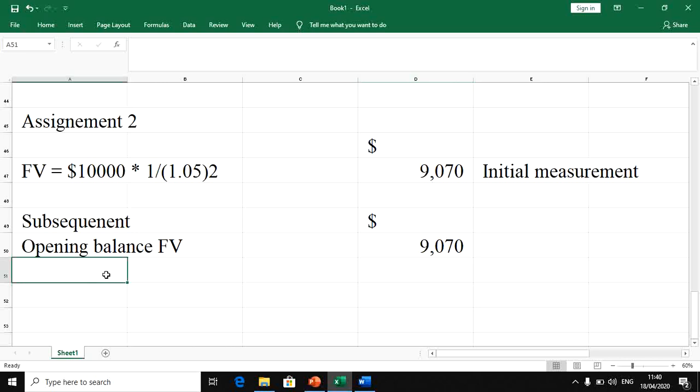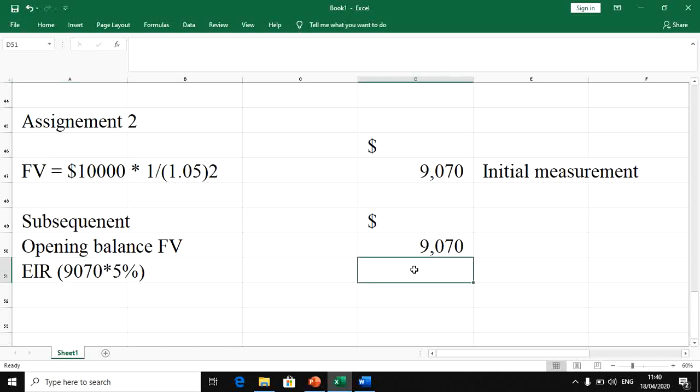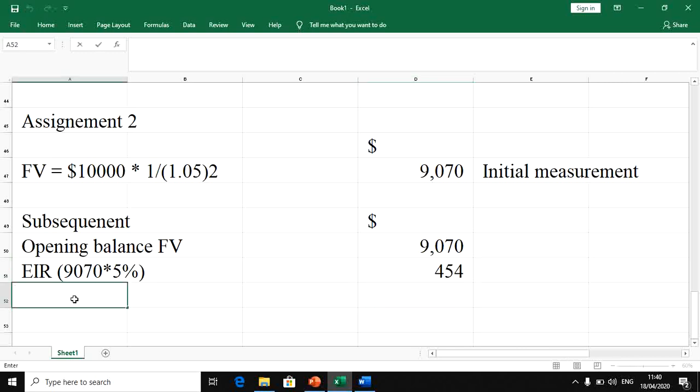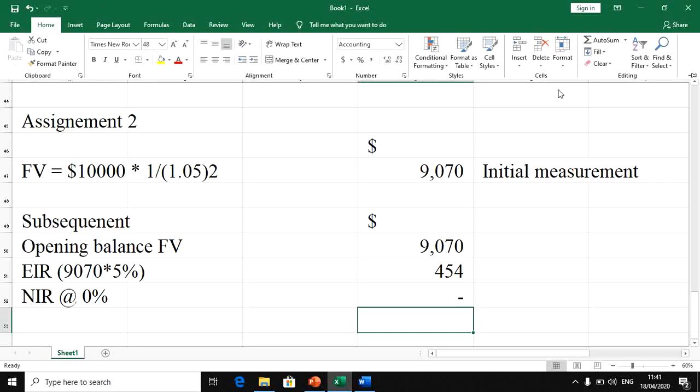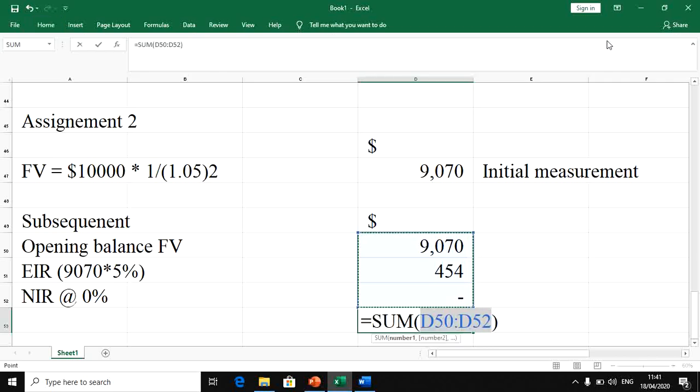What else do you have? You have got effective interest. That will be 9,070 multiplied by 5%, of course. If you do your maths, again, this is a little bit simple for my Excel. I think I should be able to get that figure. And then what is the coupon rate, the nominal interest rate? It is actually 0%. So we have nil there. Or you can always sum up, say what is the sum. That is the figure there.